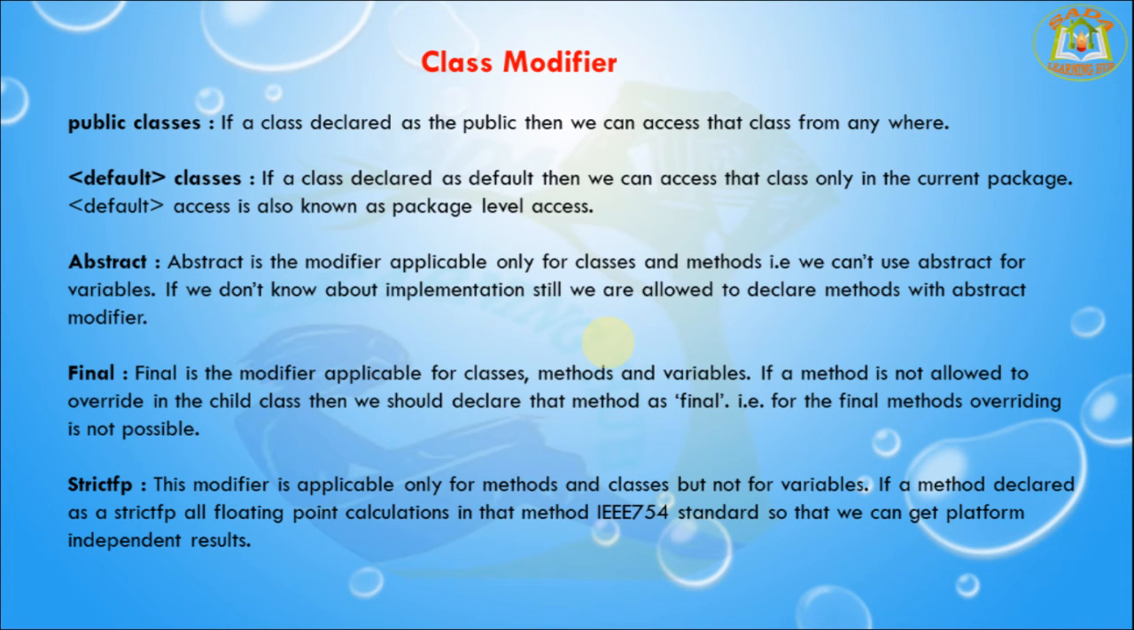Next, strictfp. This modifier is applicable only for methods and classes, but not for variables. If a method is declared as strictfp, all floating point calculations in that method follow the IEEE 754 standard, so that we can get platform independent results.